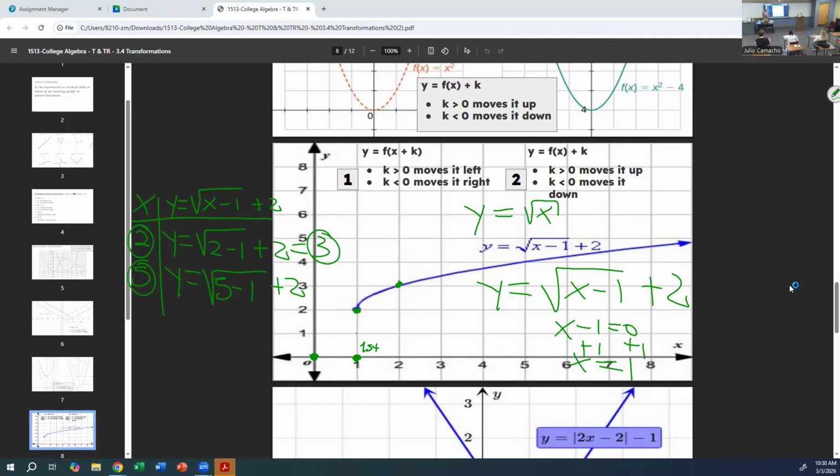If I pick 5. Oh, yeah, I know the problem. The square root of 5 minus 1, which is 4, is 2. Plus 2, the answer would be 4. So my ordered pair is (5, 4). That is my 5, 1, 2, 3, 4. Bingo. That's all that you need to do. Draw your line the best you can. Go to the next question.